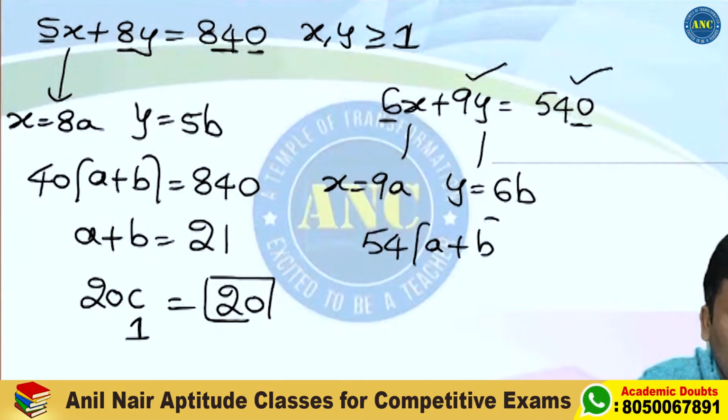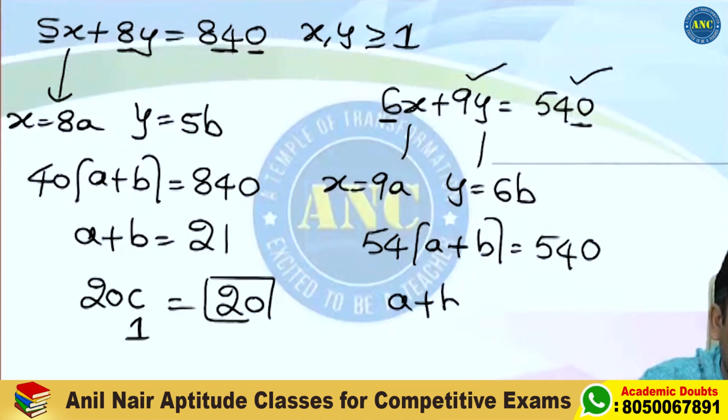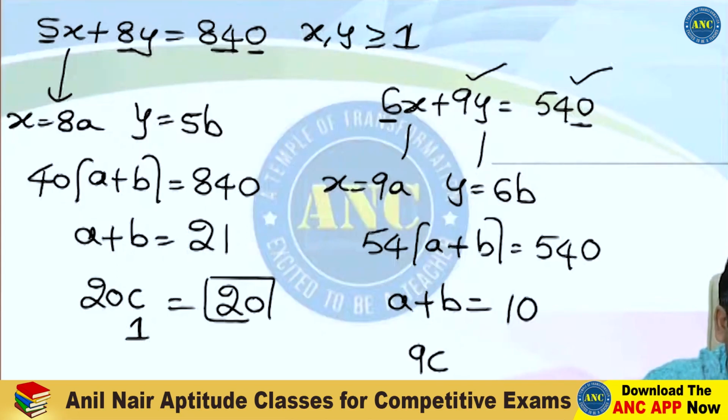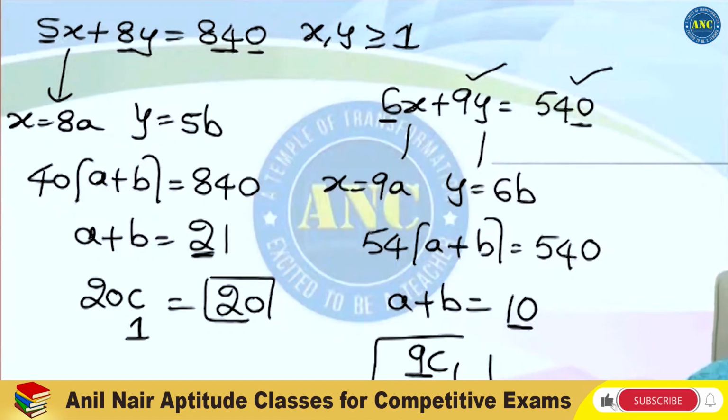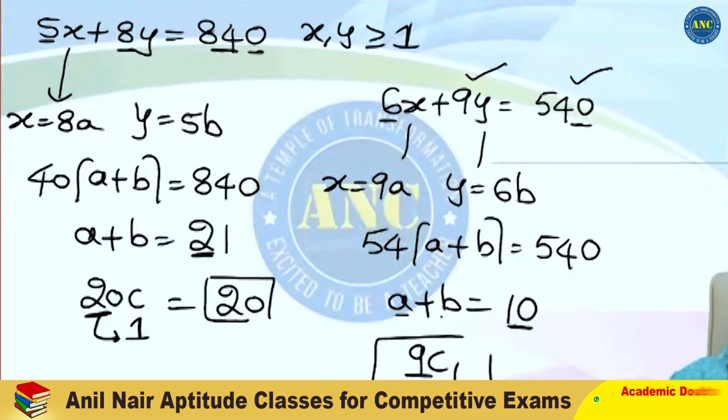54 into a plus b equivalent to 540. This is nothing but a plus b is nothing but 10. So the answer is nothing but 9C1. Here I hope the idea is clear. 10 balls are there, there are 9 gaps. 21 balls are there, there are 20 gaps. 2 variables, select one cut. I hope the idea is clear.